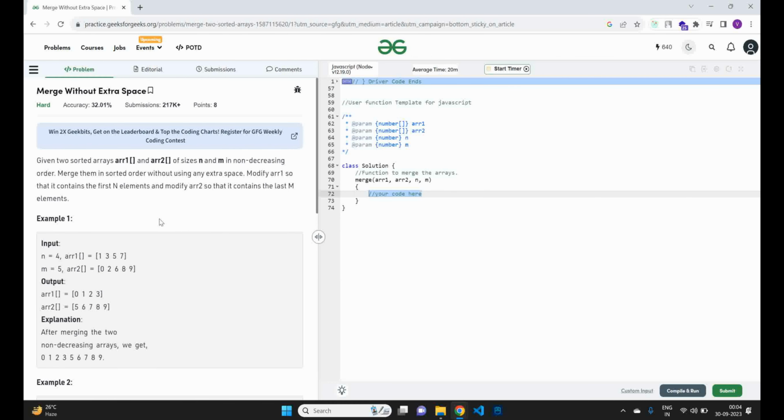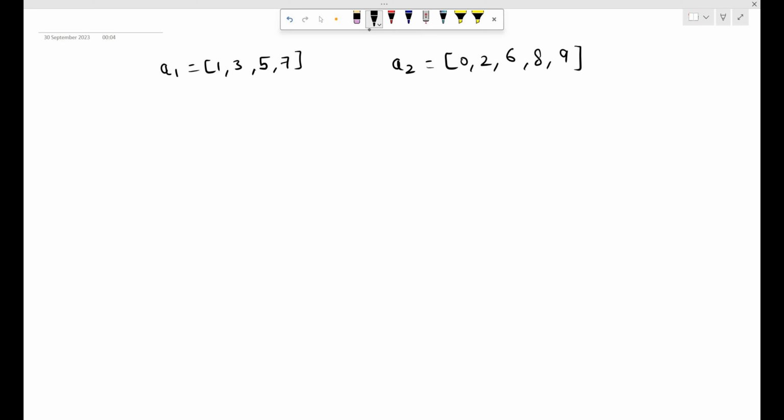Now let's think how we can solve this problem and what the ideas and approaches for it are. We are given these two arrays, 1 3 5 7 and 0 2 6 8 9. These two are sorted, and we have to merge them into a single one. For now, for the naive solution, assume we are allowed to take extra space. So what is the most obvious solution?